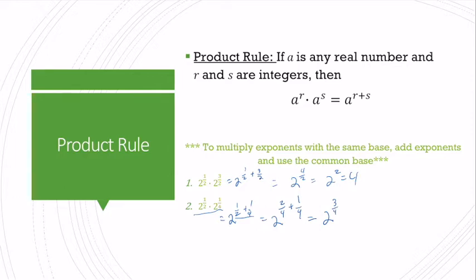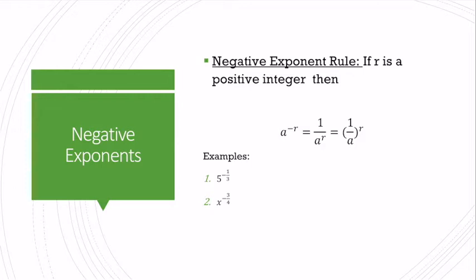The negative exponent rule we already kind of talked about a little bit, right? So if I have 5 to the negative 1/3, that becomes 1 over 5 to the 1/3. If I have x to the negative 3/4, that becomes 1 over x to the 3/4, right? It's a negative exponent. You push it to the denominator.